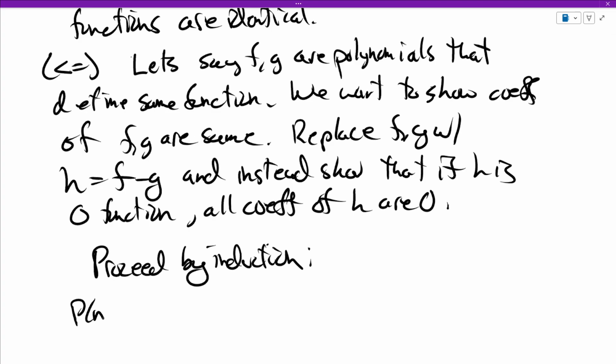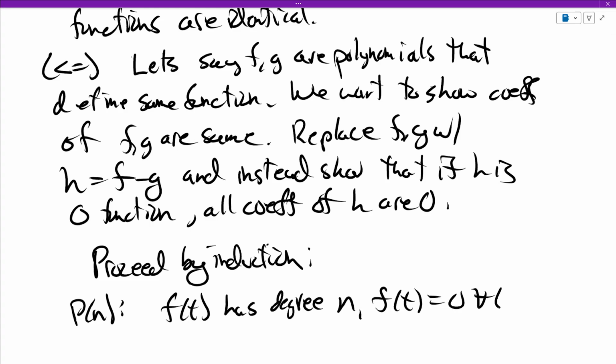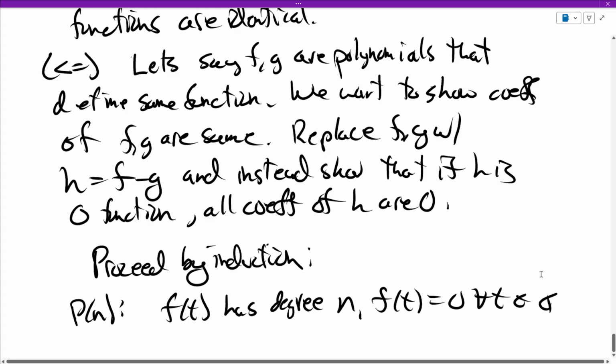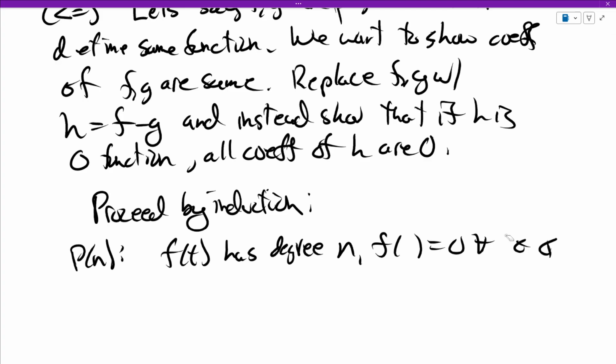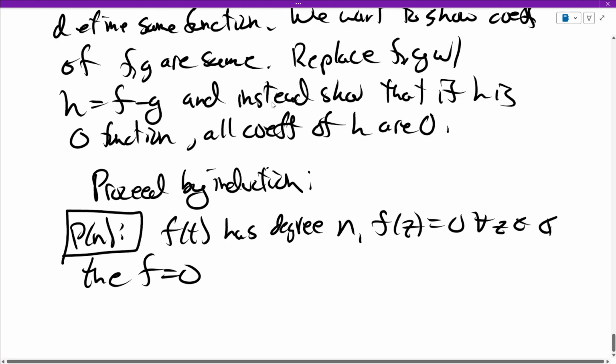And we're going to let P of n be the statement: f of t has degree n, and f of t equals 0 for all t in c. Okay, so we have a polynomial of degree n, we're inducting on degree, and we're assuming it's the 0 function. So whenever I plug in, in fact, let me not even use t because t gets used a bunch. Let me say f of z equals 0 for all z in c. Then f is the 0 function. Okay, so this is our inductive statement.